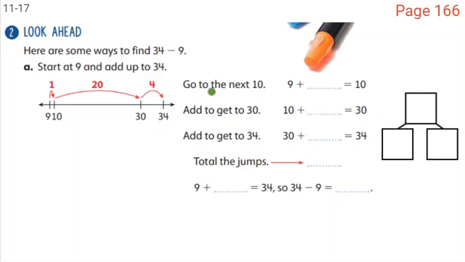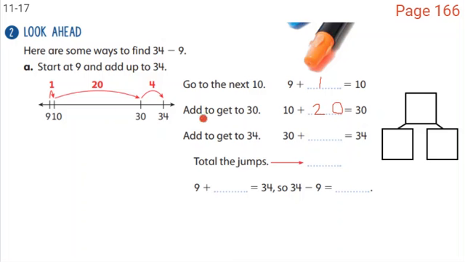So let's take a look at this. It says go to the next 10. 9 plus, hold on a second. 9 plus 1 is equal to 10. Add to get to 30. So we have this 10 here. We remember, see where we added that 1? 10. So 1 10 plus 2 tens is equal to 3 tens, which is 30. So that's going to be 20.